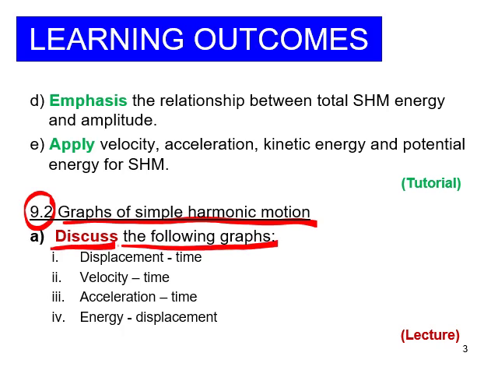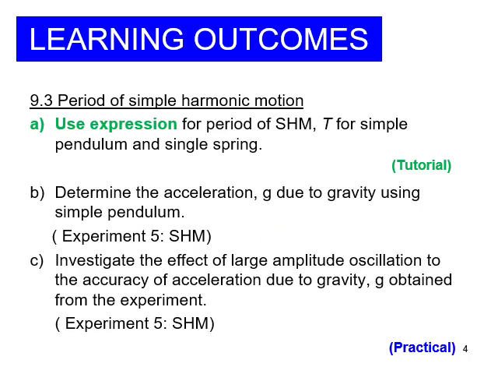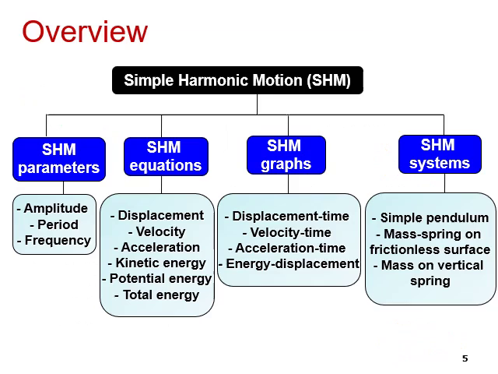The first one is displacement against time. The second one is velocity against time. The third one is acceleration against time. And the last one is energy against displacement. Further explanation for 9.3, period of simple harmonic motion, we'll discuss in tutorial class and practical class.